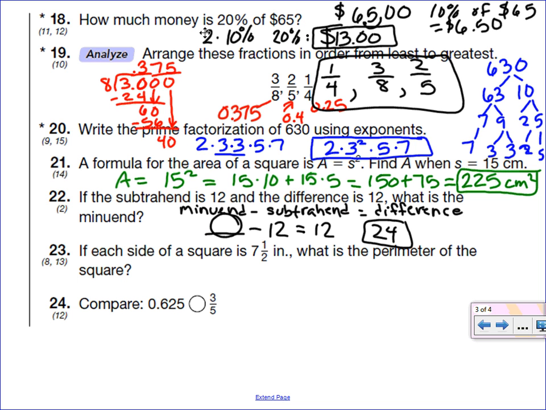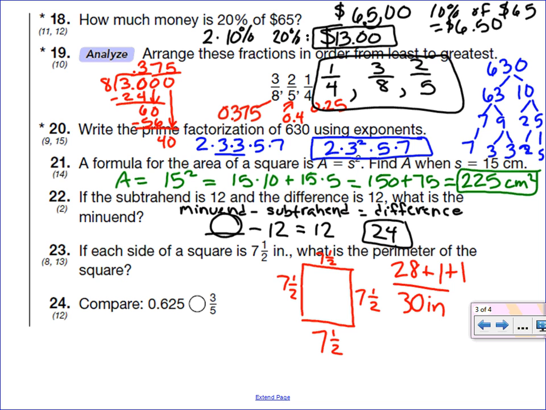If each side of a square is 7.5 inches, what is the perimeter of the square? So I have 4 times 7, which is 28. And then I have 4 halves. So 2 halves is 1, and then 2 more halves is another 1. So we have 30, and since it's perimeter, we keep the units the same.